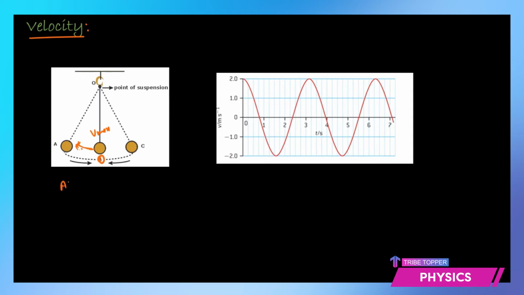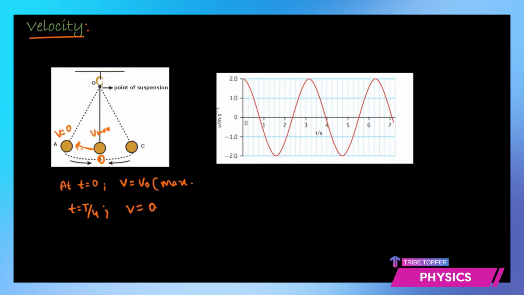So that means at t is equal to 0, you had a maximum velocity, say v naught, which is the maximum velocity. But when you reach at t equal to T by 4, when you reach the extreme position A, obviously the velocity reduces to 0. That's why it falls back. So v is equal to 0.